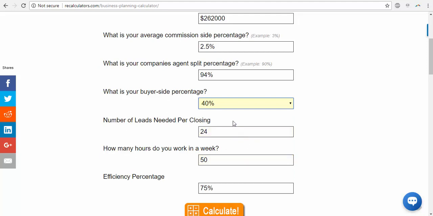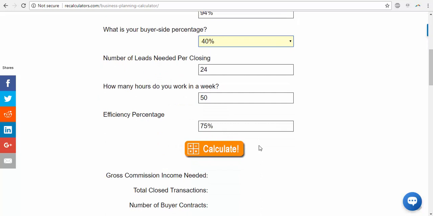So the last numbers, the assumptions are already built in. And I typically tell agents, unless you just happen to know your numbers here, to just leave them, because these are based on the national averages. So for example, the number of leads needed per closing, that number comes from NAR. That'll at least get you in the ballpark. So then you hit the calculate or compute button.